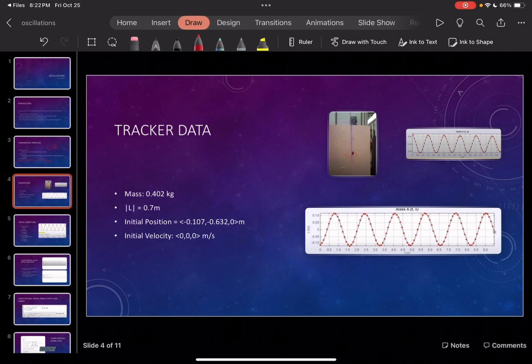So first, let's take a look at what we got for our Tracker data. Here you can see our actual system with the pendulum. The mass was 0.402 kilograms, the magnitude of length was 0.7 meters, and the initial position was negative 0.107 and negative 0.63 meters. For our initial velocity, we started from rest. And here we have the Tracker data that we got, so let's take a closer look at that.